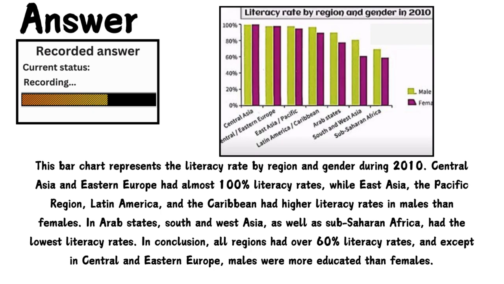The Arab states, South and West Asia, as well as Sub-Saharan Africa, had the lowest literacy rates. In conclusion, all regions had over 60% literacy rates, and except in Central and Eastern Europe, males were more educated than females.